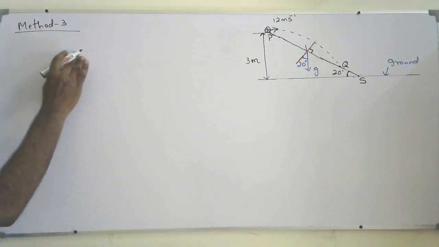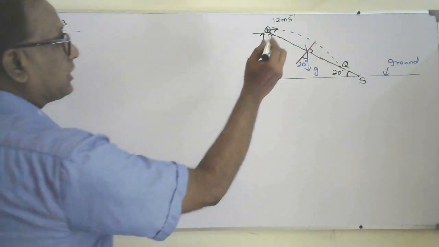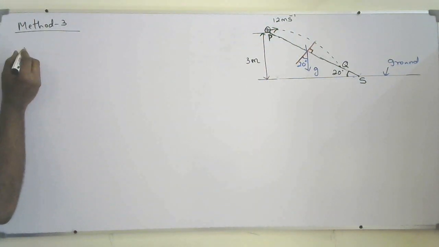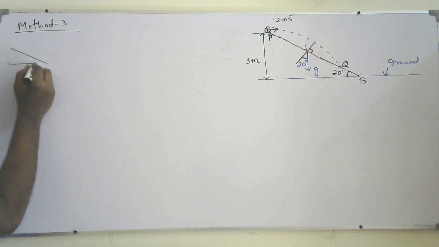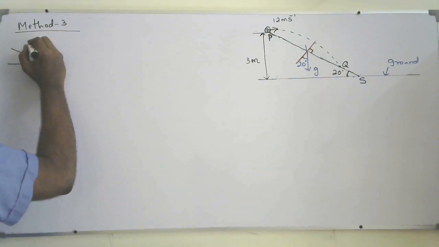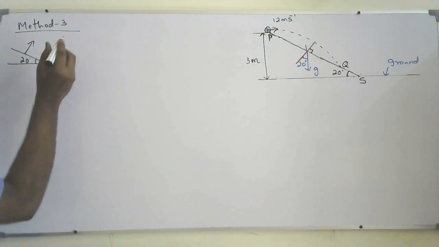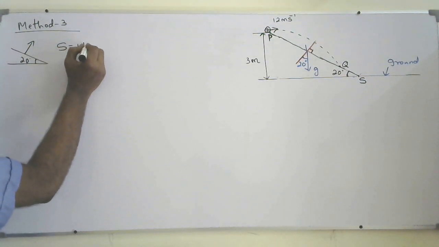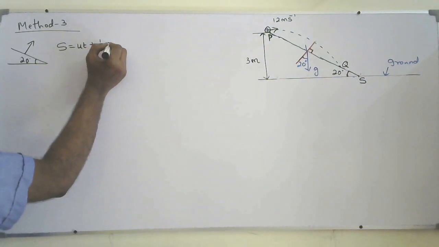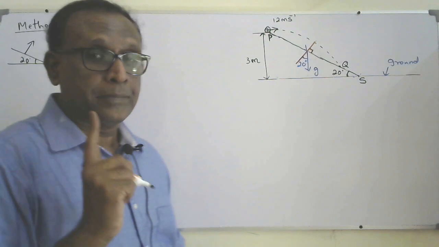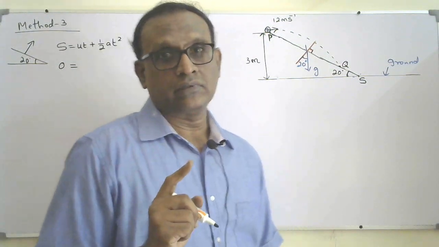So first I need to find the time taken to travel from P to Q. So I'm going to use the equation perpendicular to the slope. This direction I'm going to use. This is 20 degrees, so the arrow is perpendicular to the slope. s = ut + half at squared. So the displacement will be 0 perpendicular to the slope.